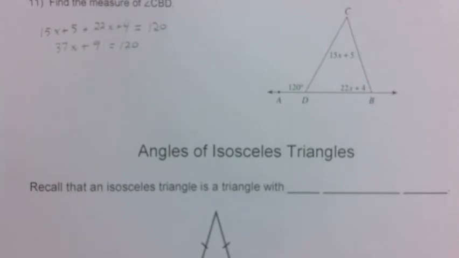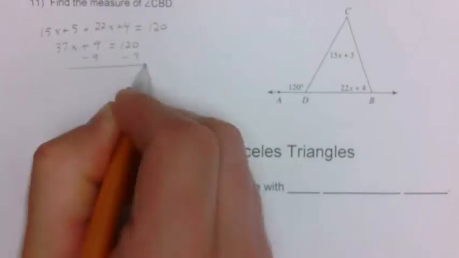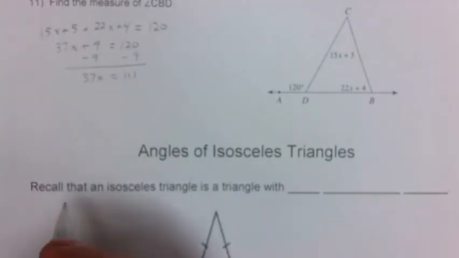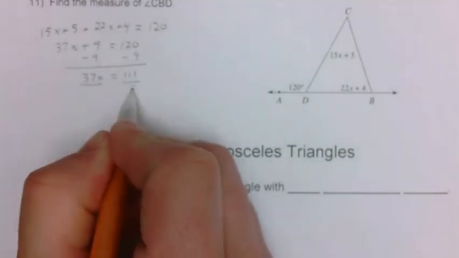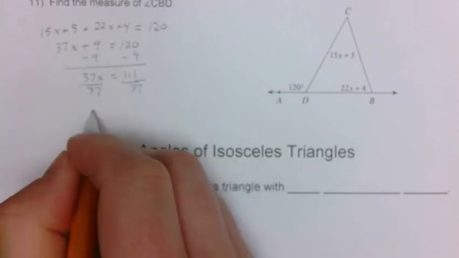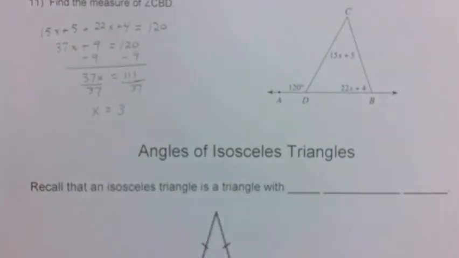Okay, so now on each side, we isolate the variable term by subtracting 9. That means 37x is equal to 111. And then if we divide each side by 37, then x is going to be equal to 3. 111 divided by 37 is equal to 3.